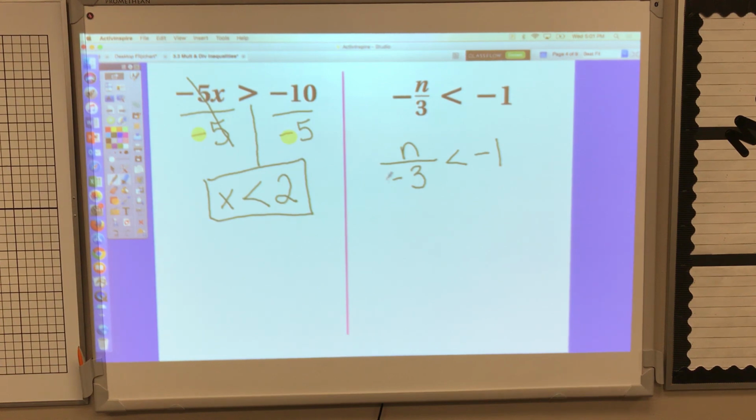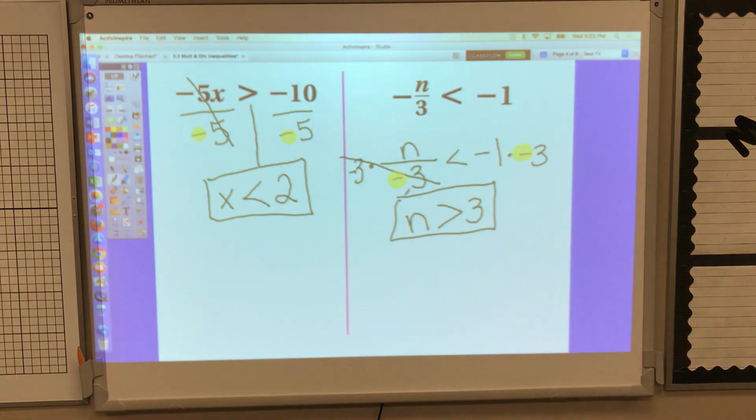Okay? So in order to solve this, I need to multiply both sides of my inequality by negative 3. I was originally dividing by negative 3. So this side's canceled. Since my division was by a negative number, my sign is going to change. So it was less than, but now n becomes greater than. Change because of that negative. And negative 1 times negative 3 becomes a positive 3. So the solution to this inequality is n is greater than 3.